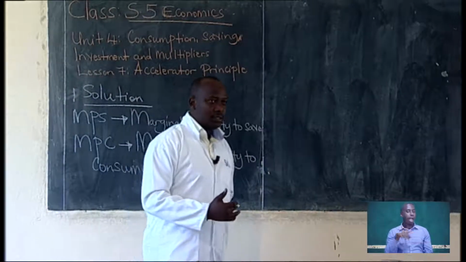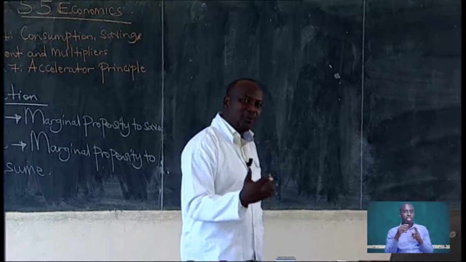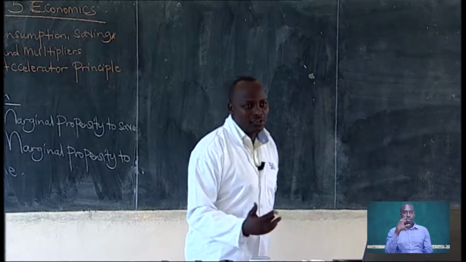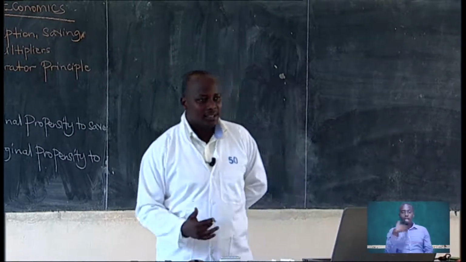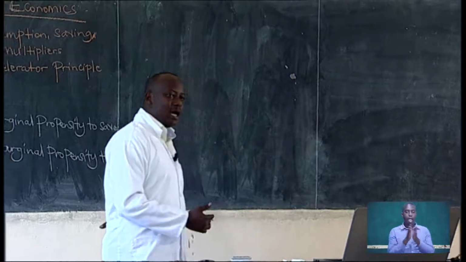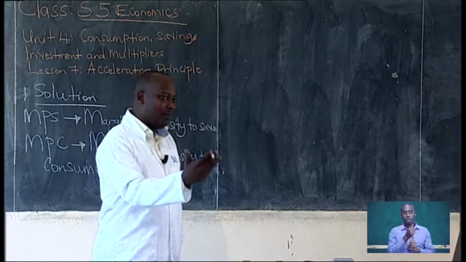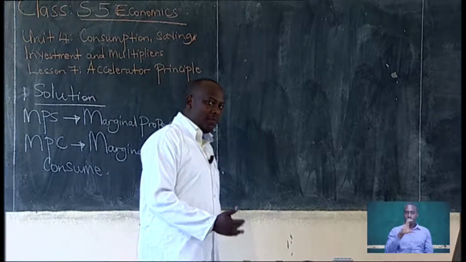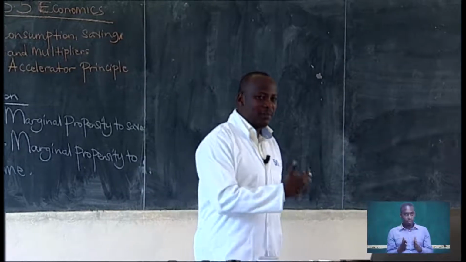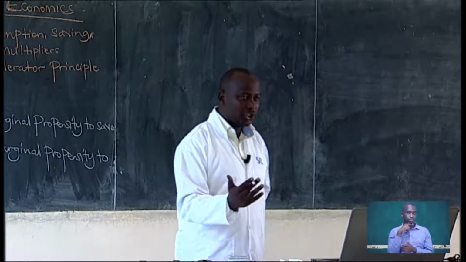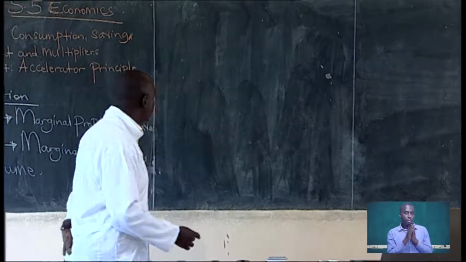Now, given that the fraction of the additional income that is saved, which is marginal propensity to save, is 0.2, find the marginal propensity to consume and determine the magnitude of the multiplier. And how do we get marginal propensity to consume, learners, if we are given marginal propensity to save? Remember very well, do you remember, learners, what we learned in the previous lesson about the relationship between marginal propensity to save and marginal propensity to consume?